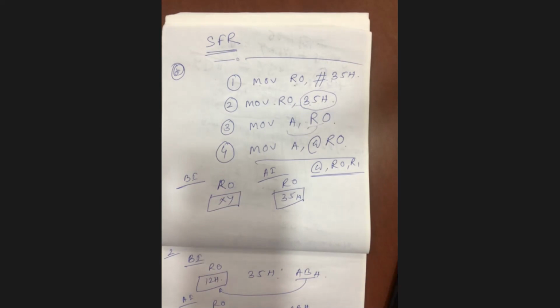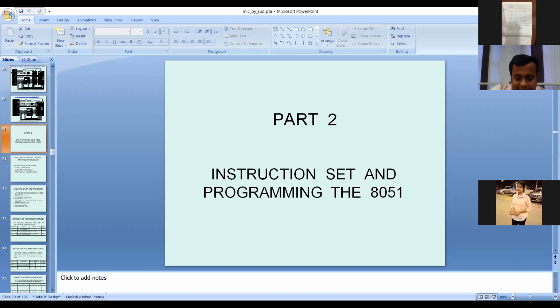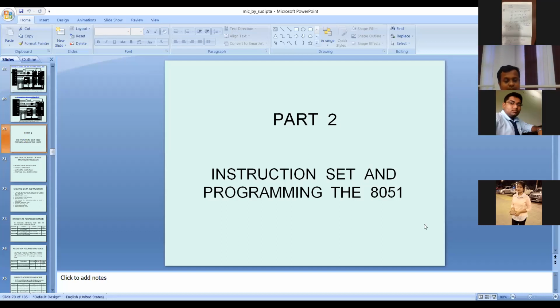Next, we are going into the slide. I think all of you already got the slide. So you should know the function of each instruction.